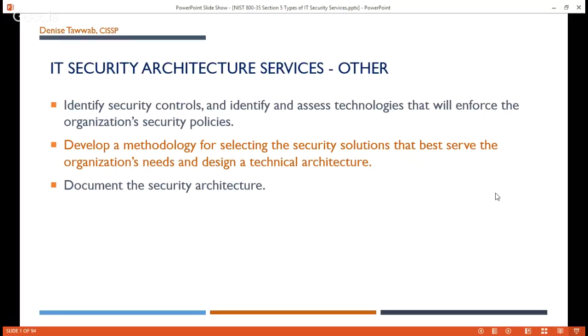You want to look at your security controls, identify and assess technologies that are going to enforce your security policies. You want to develop a methodology for selecting the security solutions that best serve the organization's needs. And you want to document the security architecture. Again, those are IT security architecture services that you can do in-house or that you can outsource.